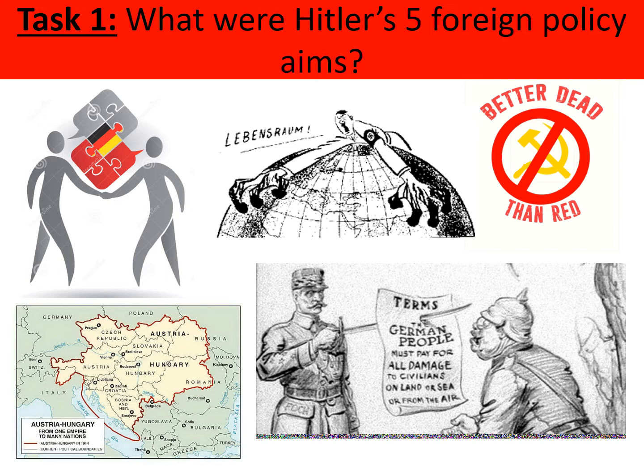Those are the 5 things that Hitler wants to achieve, and they're to do with foreign policy because they're all to do with other countries, taking them over, not following their rules, and so on.